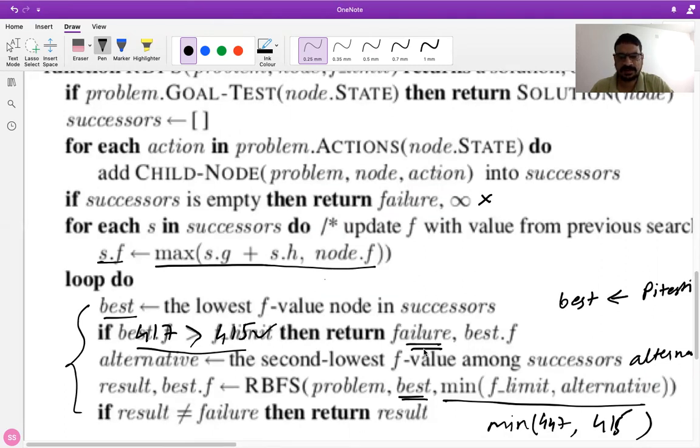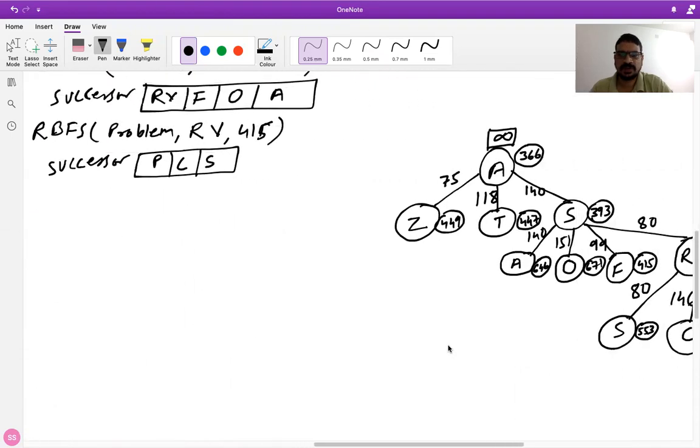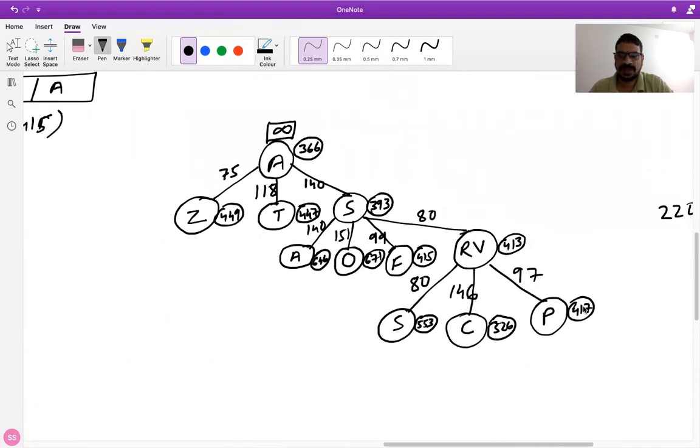So what do we return? We return failure. And along with the failure, what do we return? Best of F. What is best of F? Best of F is 417. That will be returned along with the failure. So this 417 will be returned, and this will be changed to 417. And there is a failure.